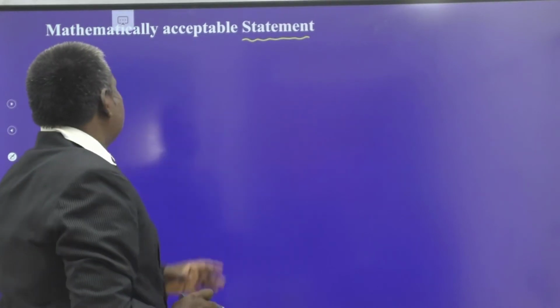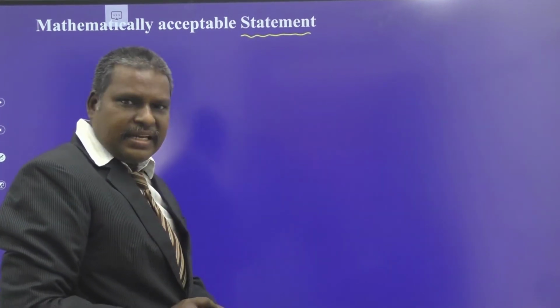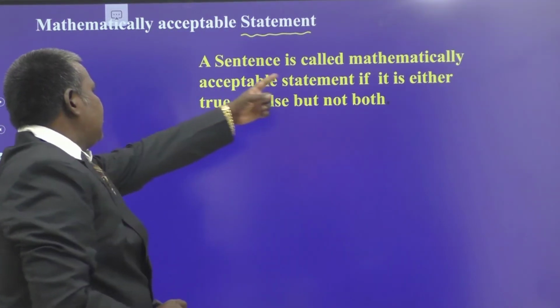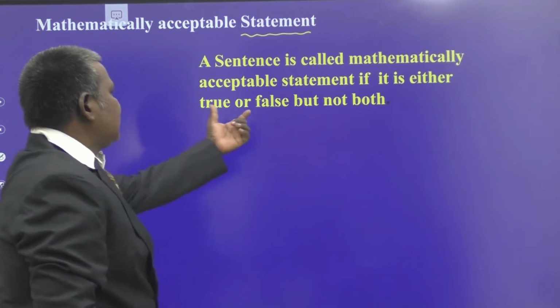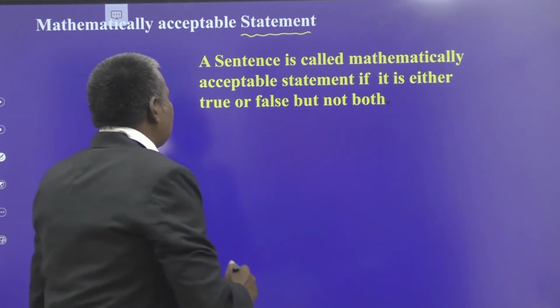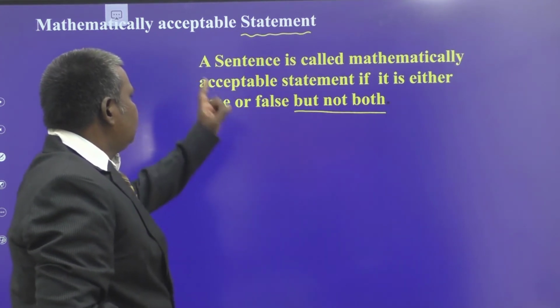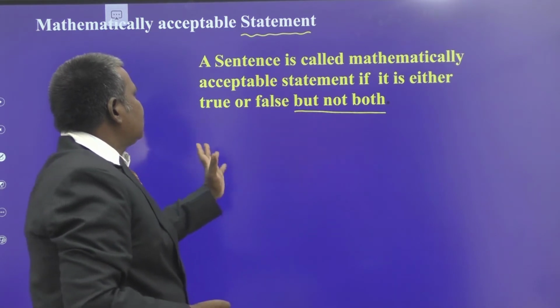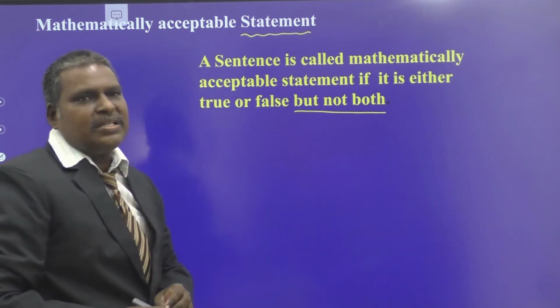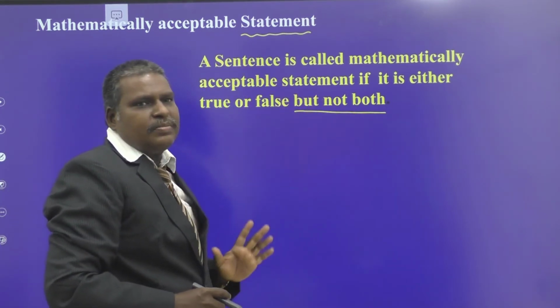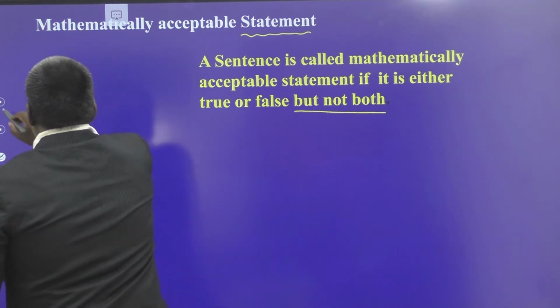First of all, we are discussing the mathematical statement. A mathematical statement is nothing but a sentence which is either true or false, but not both. A sentence is called a mathematically acceptable statement if it is either true or false, but not both. So if any statement is either true or false, then only we say that it is a mathematically acceptable statement. Let us see the examples.